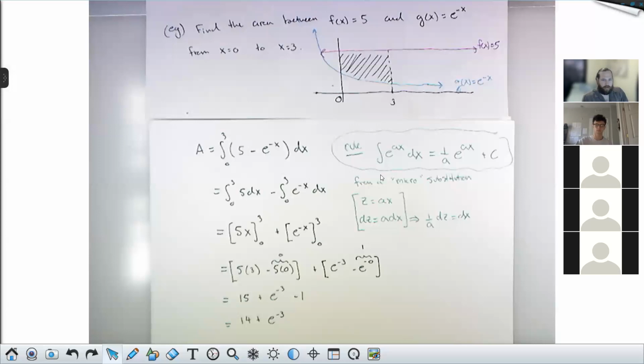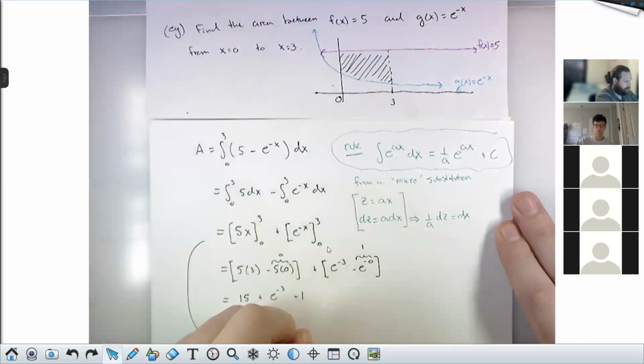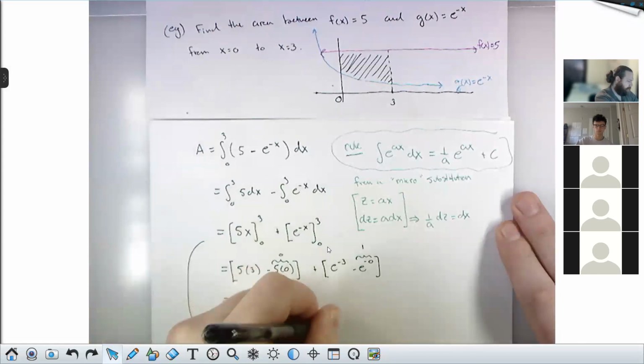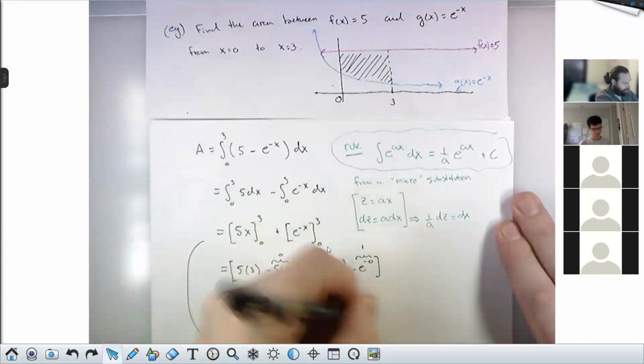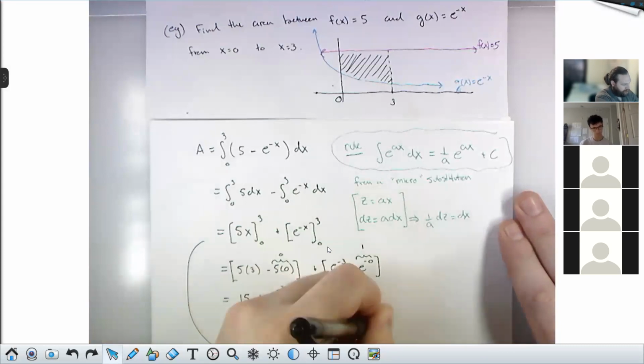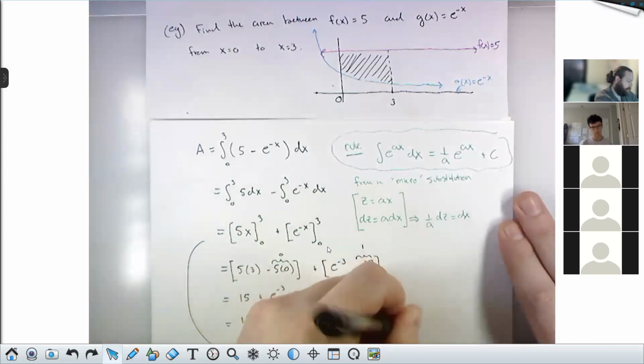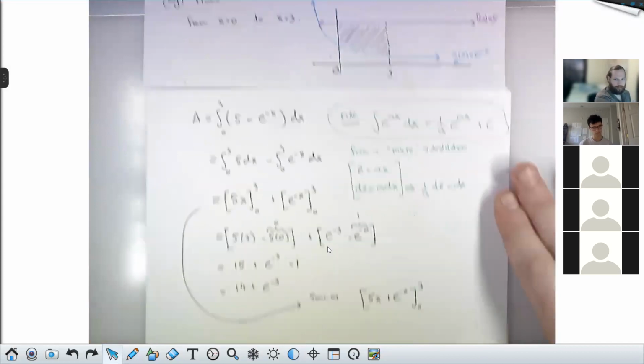There's another good question here in the DMs. Rather than evaluating these separately, could I have evaluated them together? That's a great question, and the answer is yes. This is the same as 5x plus e to the -x evaluated from 0 to 3.